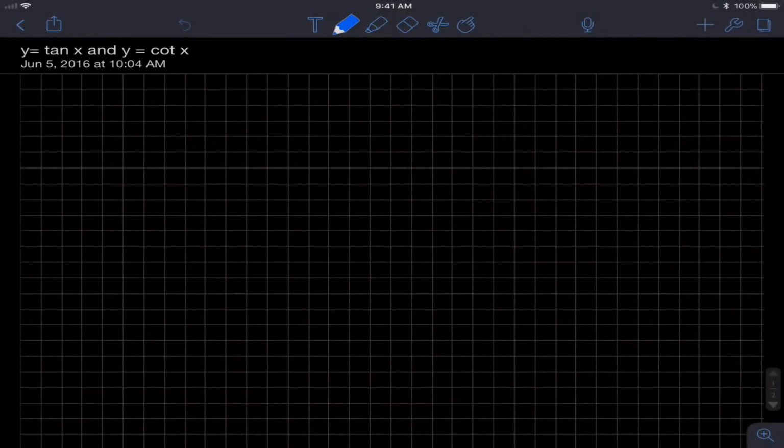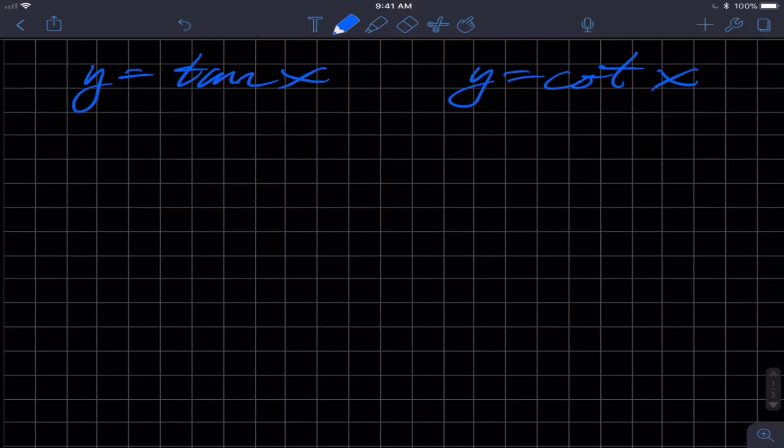So I hope you've watched my sine and cosine function and cosecant and secant functions. We're going to talk about tangent, y equals tangent x, and y equals cotangent x, the parent functions. And then after that, we'll talk about transformations. But right now, we're going to talk about this function and this function. And hopefully it won't take too long.